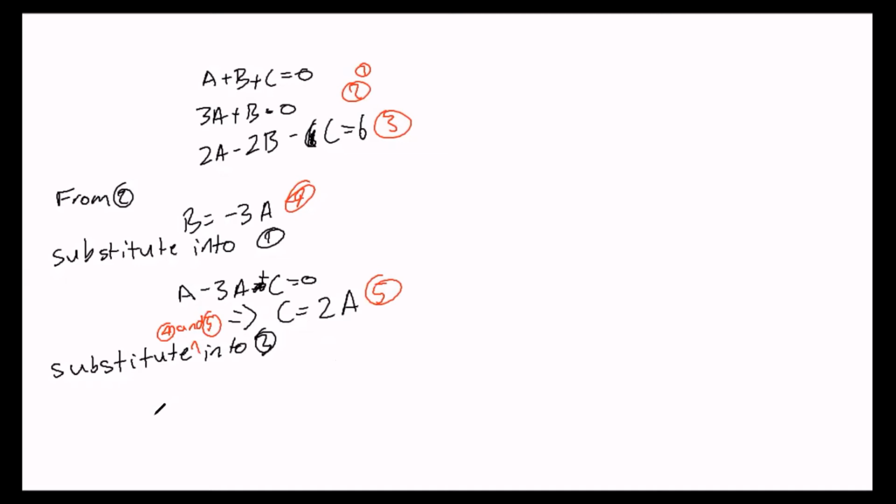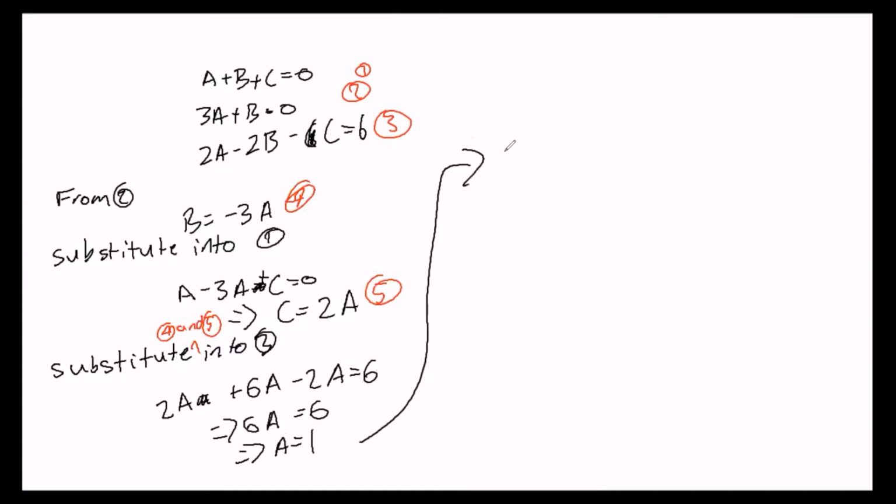So then that gives me 2a is equal to 2a plus 6a minus 2a is equal to 6. So then that gives me 6a equals 6, which gives me a is equal to 1. And so if a is equal to 1, then we can put that back into 2. That will be 3 plus b equals 0, so b is negative 3.